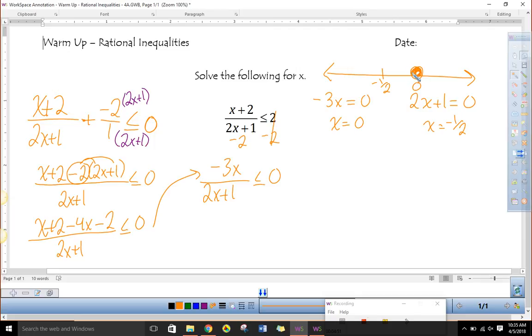That value works. What would cause this guy to be an open circle? What would cause it to not work? If it was just less than 0. The fact that we have that equal to there, we can fill it in, right? But 0 is not less than 0. That doesn't make any sense, right?